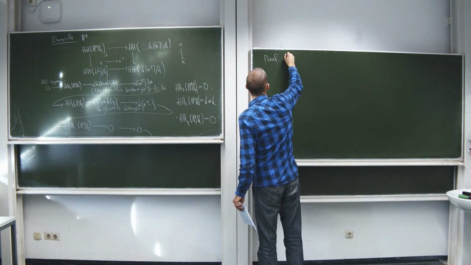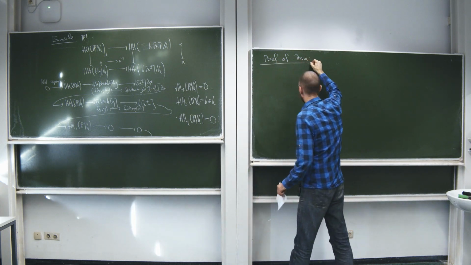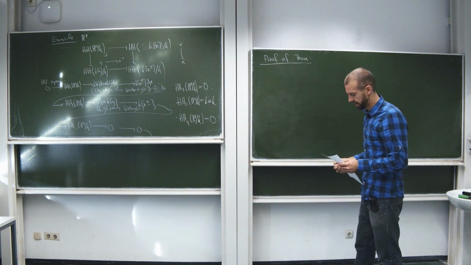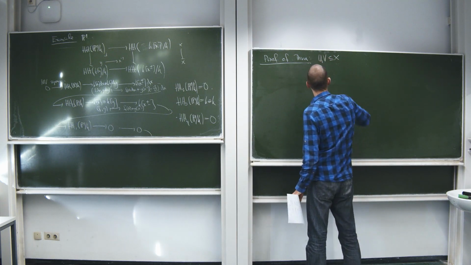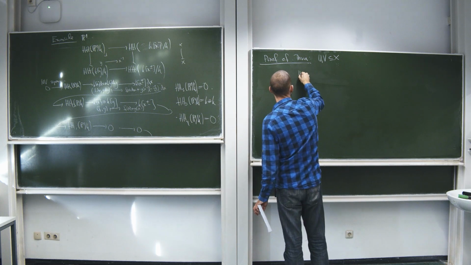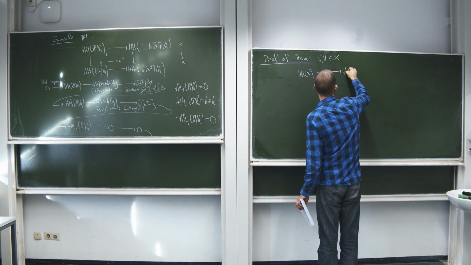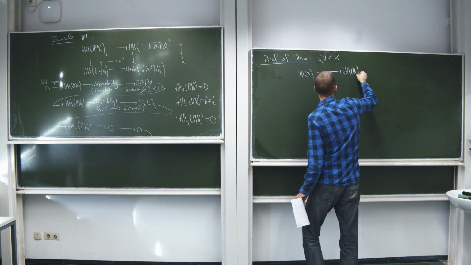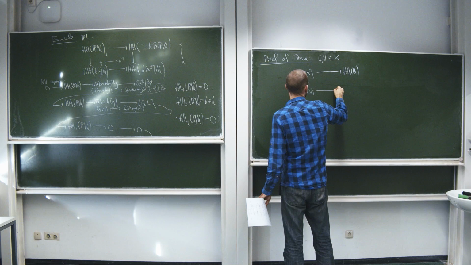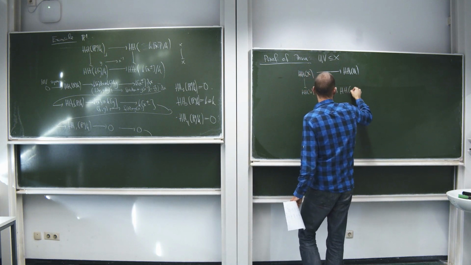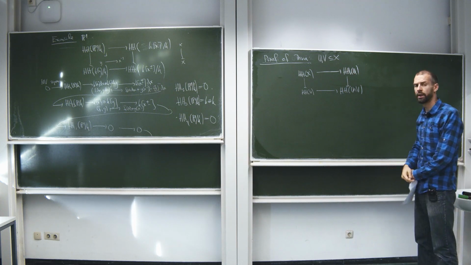Proof of the theorem. And so remember we had U and V open subsets of X, and what we want to show is that Hochschild homology of X is the pullback of Hochschild homology of U and Hochschild homology of V over Hochschild homology of U intersected V. And here I leave the K implicit.